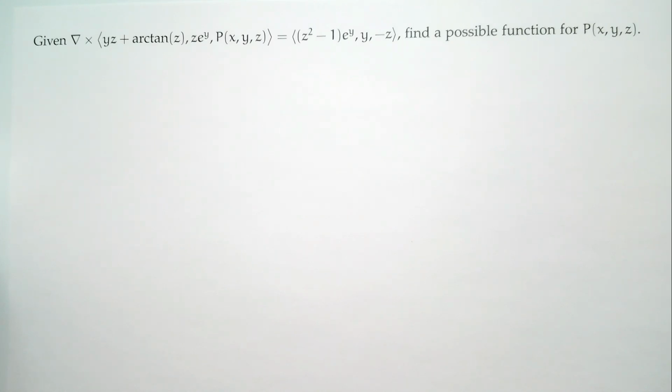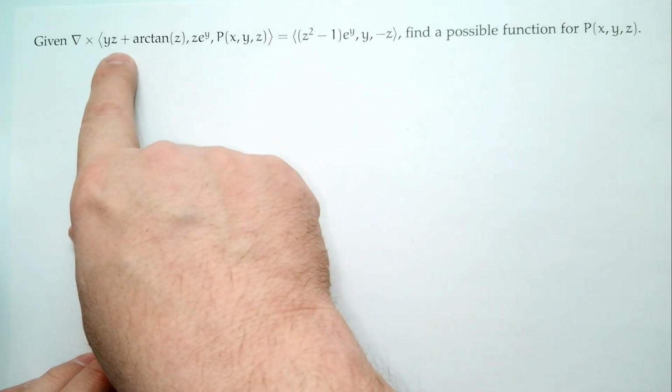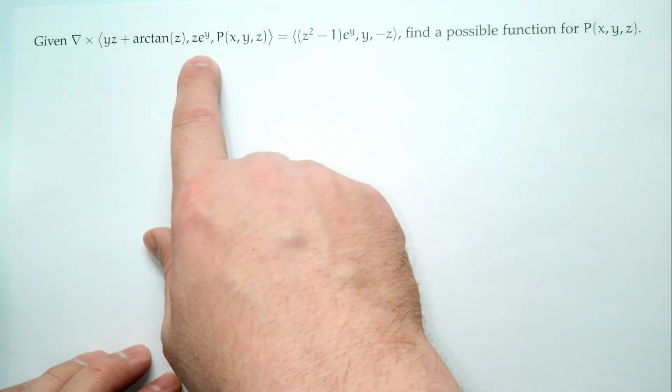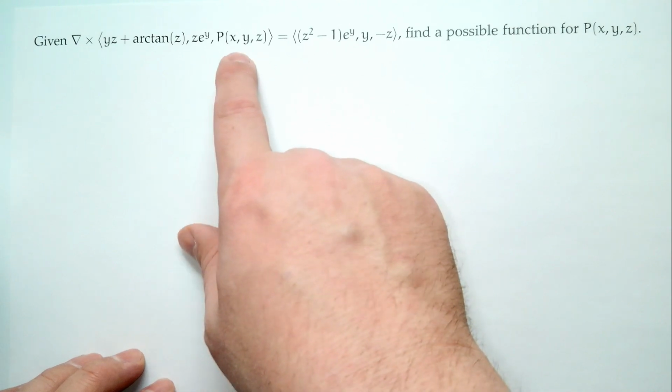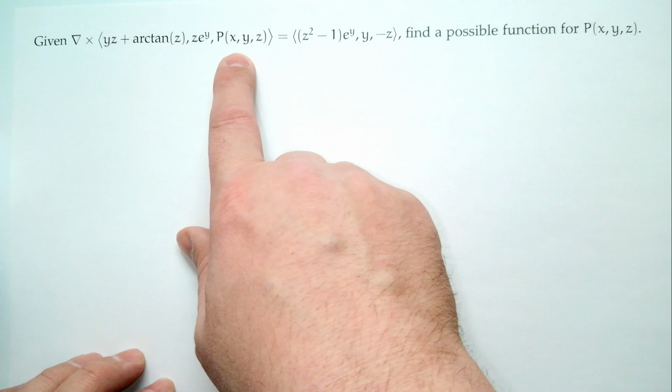Let's start, like we often do, with the problem. So given the following, del cross, and then there's this function. The first entry is yz plus arctangent z. Second is z e to the y. And the third is some unknown function. It's a multivariable function which depends on x, y, z.